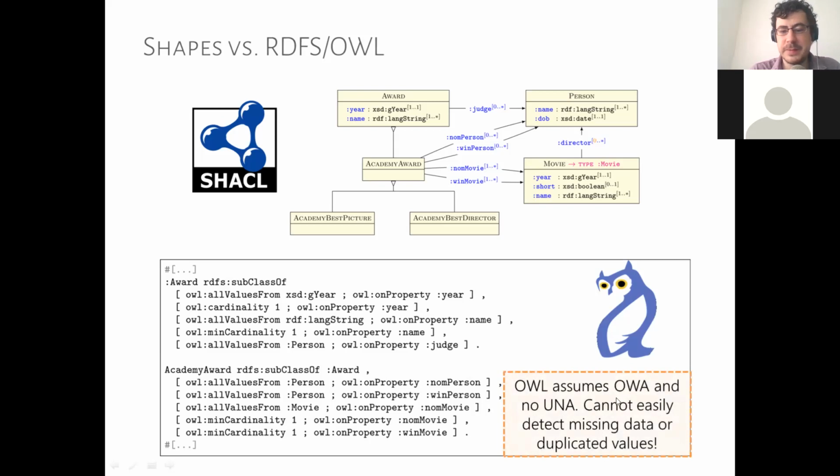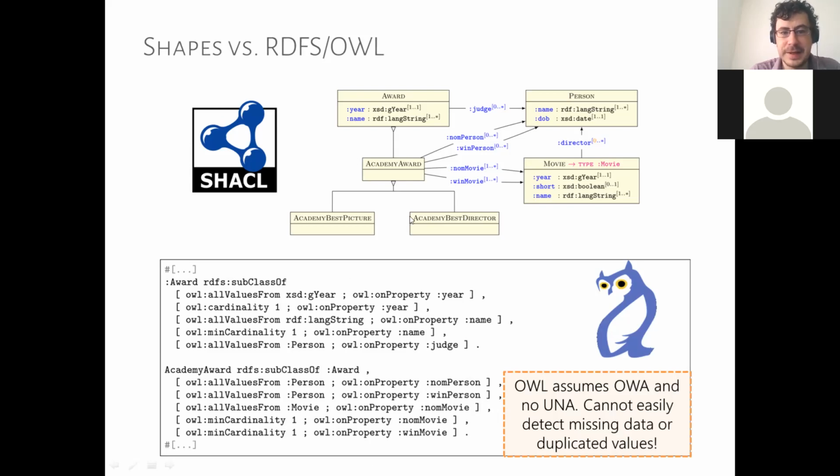So because of the open world assumption, where we assume data are incomplete, and no unique name assumption, where we assume that many names could refer to one thing, we cannot easily detect missing data or duplicated values. So it's this sort of at least one problem, right? If we have 5 children, then we can say, okay, there's at least one child, but that's not really what we'd like to do when we're validating the data itself, the graph itself.